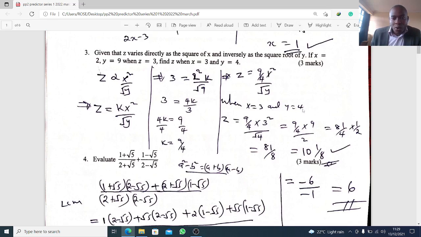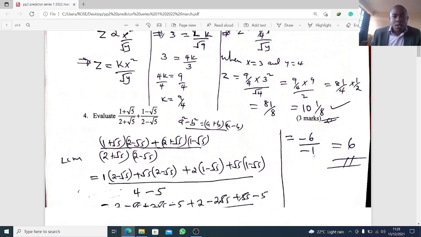So when x is 3 and y is 4, we substitute now here to find the value of z. z is 9 over 4 times 3 squared all over the root of 4. So this gives you 9 over 4 times 9 all over the root of 4, which is 2. So this gives you 81 over 4 divided by 2, and that gives you 81 over 8, which is the same as 10 and 1 over 8. That is as simple as that.